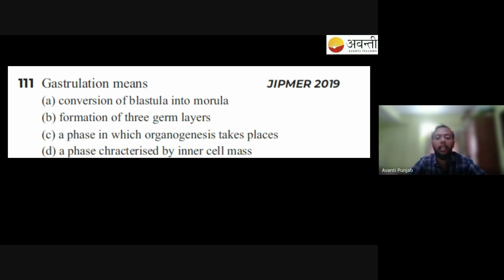All right, this question. Gastrulation means what? According to you, tell me what gastrulation means here. What do you mean by gastrulation? So two answers have already come, so others also try. It is going to be your formation of 3 germ layers. Absolutely, gastrulation means that you are forming the 3 germ layers here: ectoderm, mesoderm and endoderm.